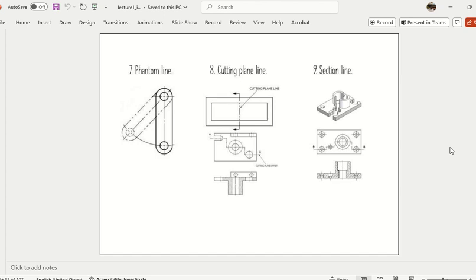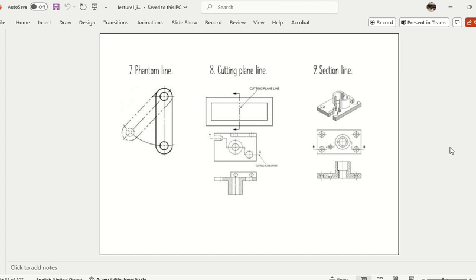Okay. Then we go to the section line again. Same thing as cutting plane. They use it in mechanical. Okay. So we are not cutting the whole object. We are cutting part of the object. The difference between cutting plane and section line: cutting plane is for the whole object, and section line is for part of the object. Okay. So I'm not cutting the whole bottle. I'm just cutting half of the bottle. Okay. So that will be section line.